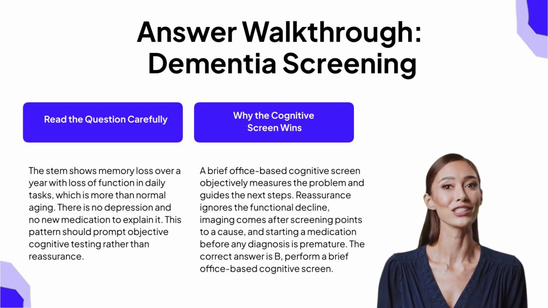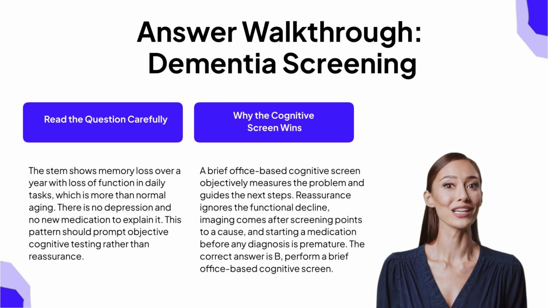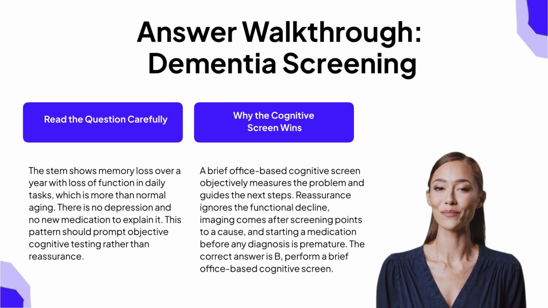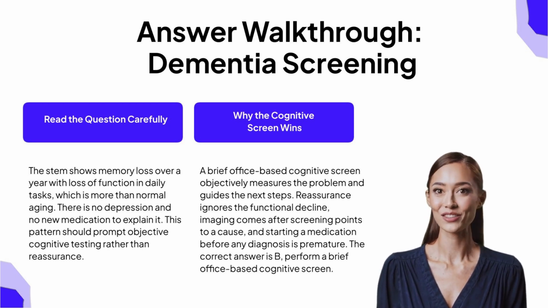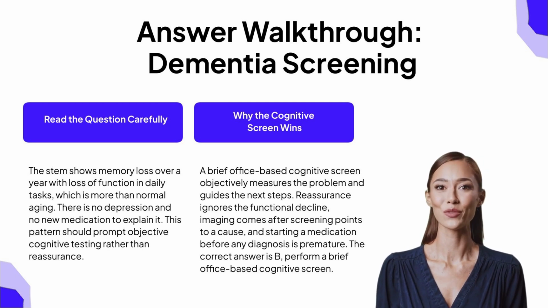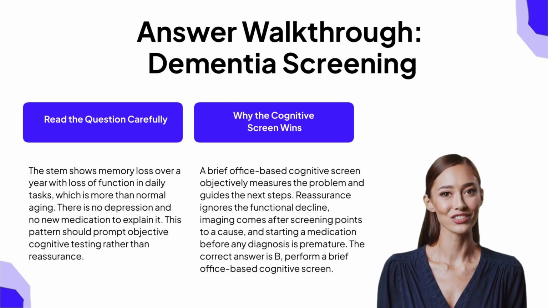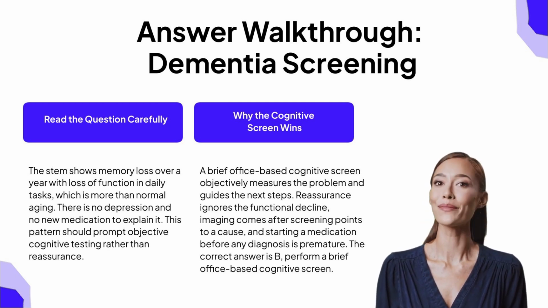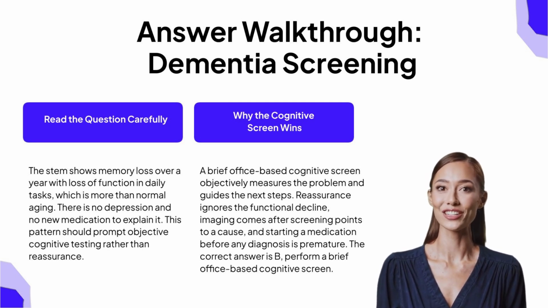Now, why does the cognitive screen win? Because a brief office-based cognitive screen objectively measures the problem and tells you where to go next. Reassurance ignores a real functional decline. Brain imaging has a role, but it comes after screening points toward a cause, not before. And starting a memory medication before you have made any diagnosis is putting the cart before the horse. The correct answer is choice B, perform a brief office-based cognitive screen.